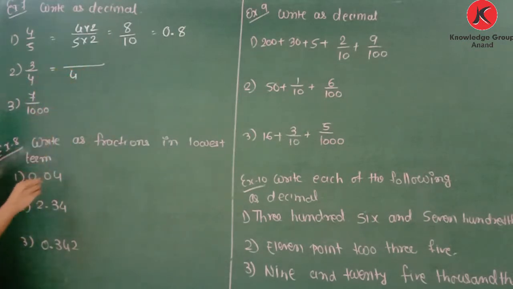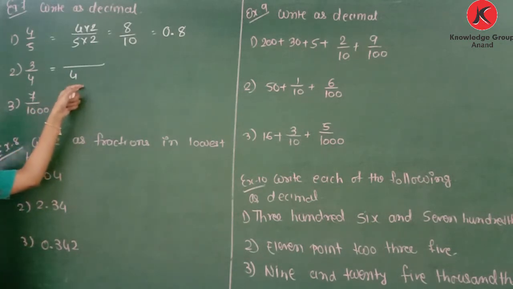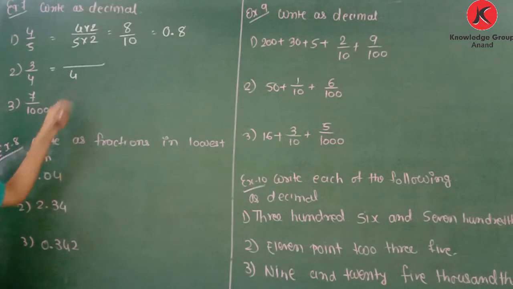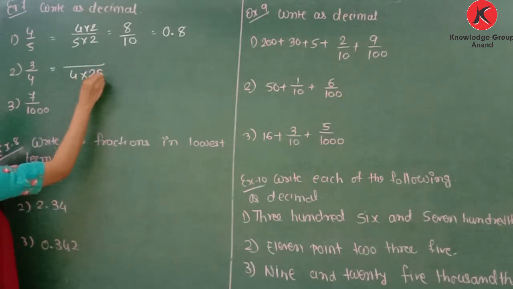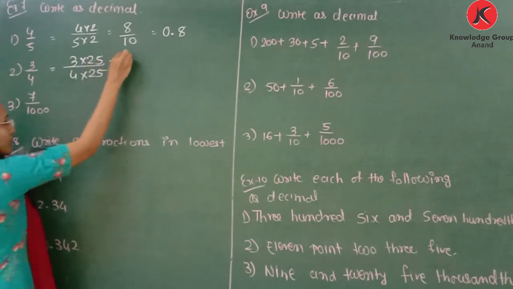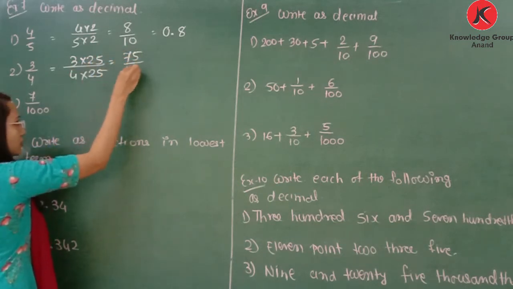Can we multiply any number with 4 to get 10? No, we cannot get 10 by multiplying any number with 4. But if we multiply 4 with 25, we get 100. 25 times 4 is 100. So we multiply 4 with 25, and 3 is also multiplied with 25. So that is 75 by 100.